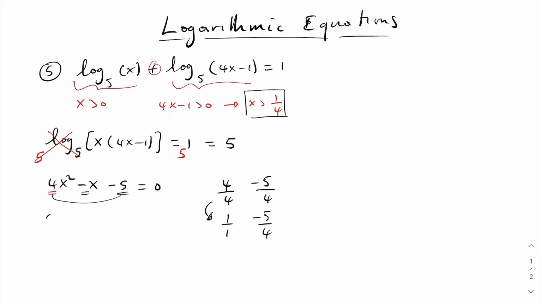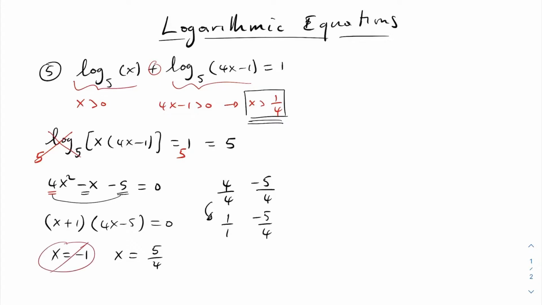So I'm going to write my factors as x plus 1 coming from the first fraction and 4x minus 5 coming from the second fraction, equals 0. And so with that, I can set each of those factors equal to 0. I will get from the first factor, x equals negative 1, and on the second factor, x equals 5 over 4. And of course here, since our condition requires x to be bigger than 1 over 4, x equals negative 1 is going to be cancelled out. And so our only solution here is simply going to be x equals 5 over 4.